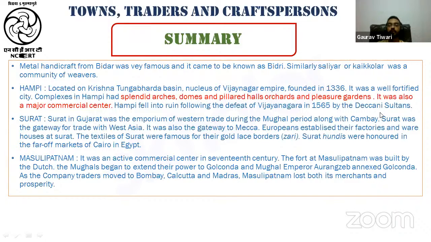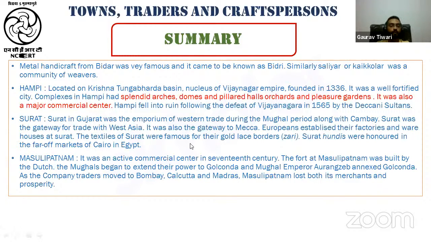Who were these Deccanese Sultans? The Bahmani Empire broke into 5 Deccan Sultanates and they collectively came to be known as the Deccani Sultans. Then there is Surat. Surat is in Gujarat and was an emporium of Western trade during the Mughal period. Surat was also known as the gateway to the west. Apart from that, it was also known as the gateway to Makkah. Europeans established their factories and warehouses at Surat, but these factories did not play any production role at that time. These were not centers for production, they were just storehouses.